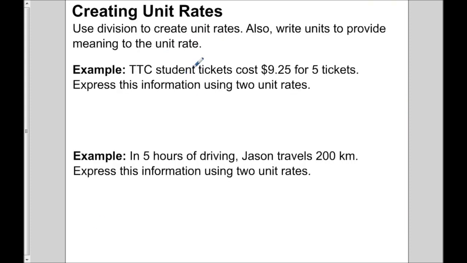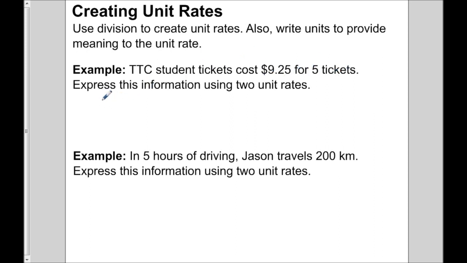So we're going to learn to create unit rates, provided you have information. So for example, TTC, for those who don't live in Toronto, that's the public transit system. TTC student tickets cost $9.25 for 5 tickets. So we can express this information using 2 unit rates. For instance, we can do dollars per ticket.